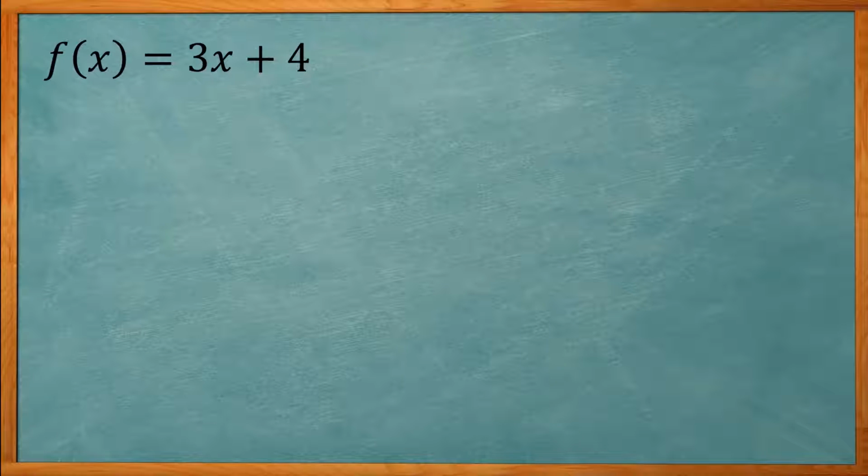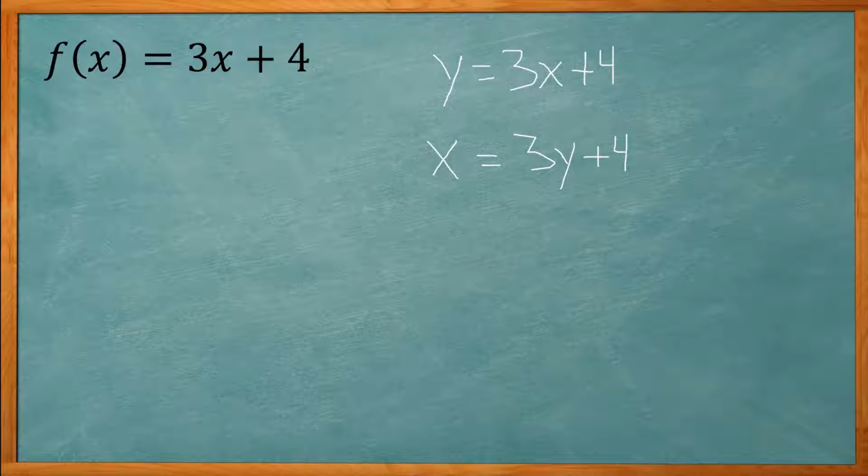All right, so our first function is f of x equals 3x plus 4. This is a linear equation. All right, so my first step was to change the f of x to y. So we got y equals 3x plus 4. My next step there was to switch the x and y's. So I now have x equals 3y plus 4. Now I want to get the y by itself. So I'm going to subtract 4 from both sides.